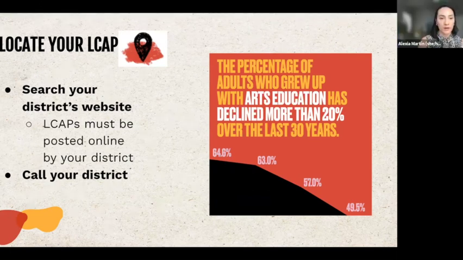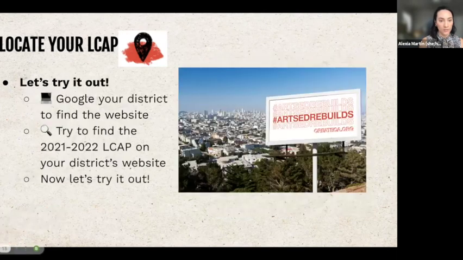So now we're going to talk about how to locate your LCAP. You can search your district's website. The LCAPs must be posted online by your district. And if not, you can always call your district. So we are going to try this out. Please go ahead and try this out with me. I have already prepped two different districts and I'm going to show you what their websites look like, but you can simply Google your district to find their website, and then try to find and locate the 21 to 22 LCAP on your district's website.